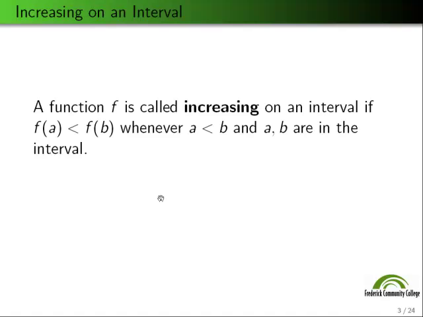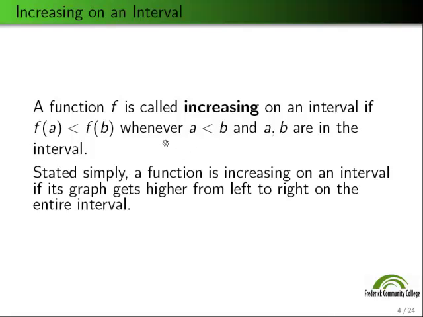A function f is called increasing on an interval if f of a is less than f of b whenever a is less than b, and a and b are in the interval. So whenever a is less than b, the output f of a is less than f of b. That is, from left to right, the function is getting bigger. The outputs are getting bigger. Stated simply, a function is increasing on an interval if its graph gets higher from left to right on the entire interval.